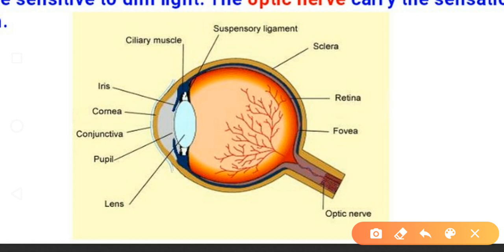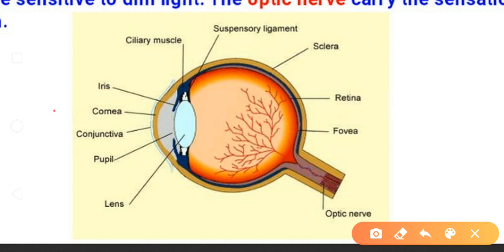And next is the ciliary muscles. Ciliary muscles are at the outer edges of the lens. With the help of these muscles our lens is held, and these muscles can adjust the size of the lens. This is the function of the ciliary muscles.